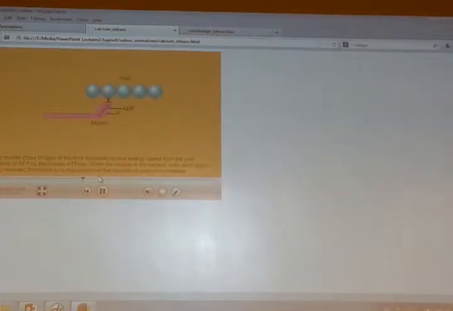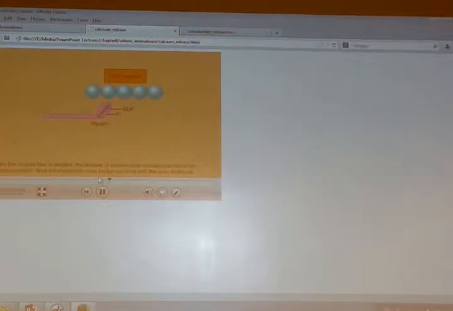The myosin cross bridges of the thick filaments contain energy stored from the prior splitting of ATP by the myosin ATPase. When the muscle is not excited, actin and myosin are prevented from binding by the position of the troponin-tropomyosin complex. When the muscle fiber is excited, the release of calcium pulls the complex out of its blocking position. Now the energized cross bridge can bind with the actin molecule. Contact between actin and myosin triggers the power stroke. The chemical energy stored within the myosin cross bridge is translated into the mechanical energy of bending. At the same time, ADP and inorganic phosphate are released from myosin.